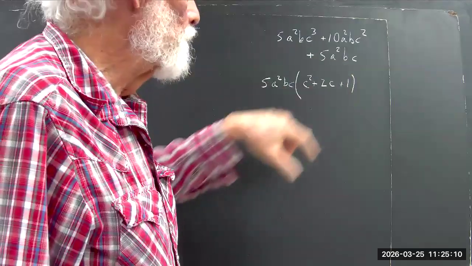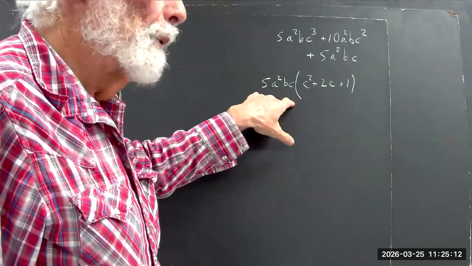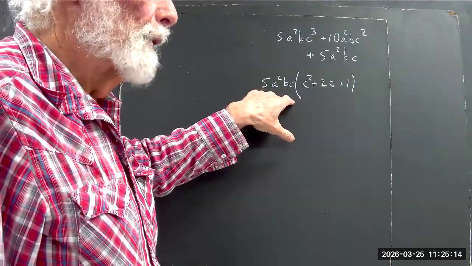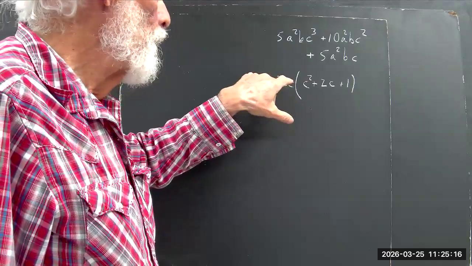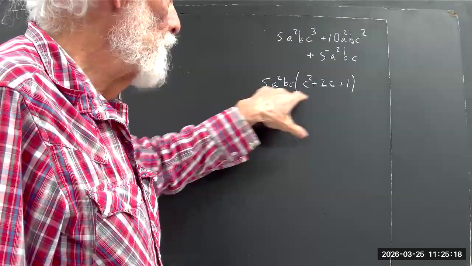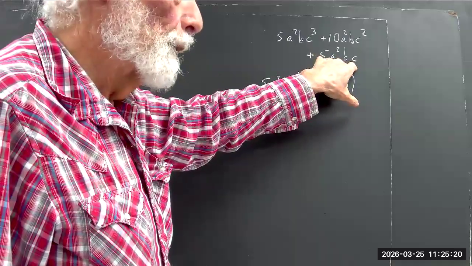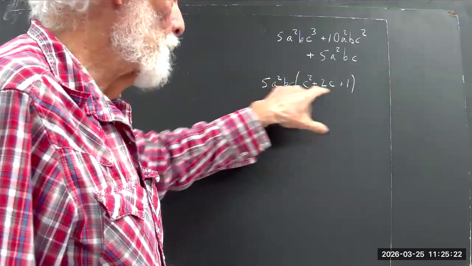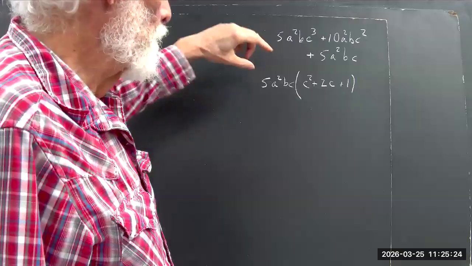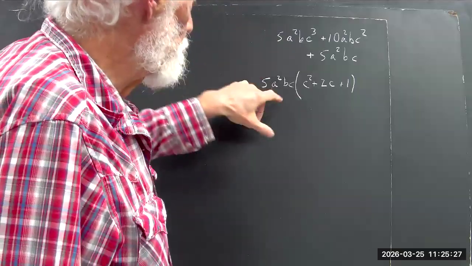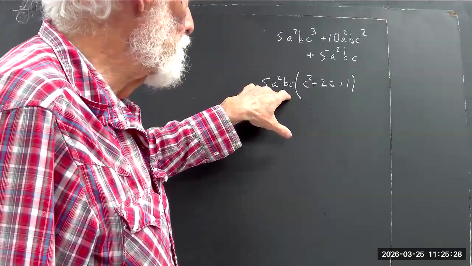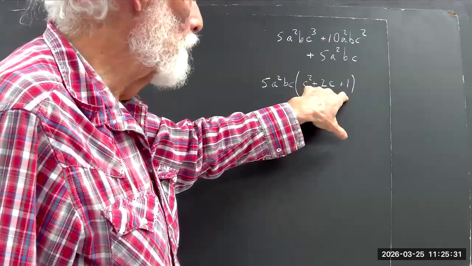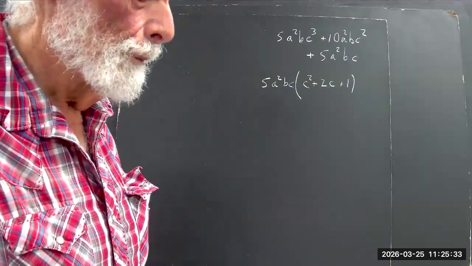The third term, 5a squared bc, is identical to what we factored out. So what would we multiply by the 5a squared bc in order to get the original 5a squared bc? We have to multiply it by 1. So the factored expression is 5a squared bc multiplied by c squared plus 2c plus 1.